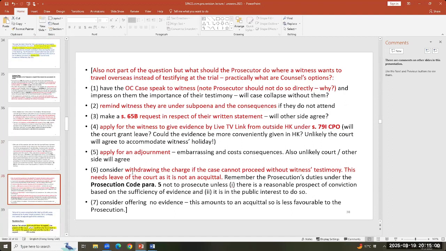Now, again, I've just put some options for you here about the possibilities of what the prosecutor can do if you have a witness who is going to be overseas at the time. So you could make a 65B request, but it depends on whether the other side will agree. There is the provision for testimony outside of Hong Kong by live TV link under 79I, but you need leave of the court. And the court won't give that leave if the evidence can be more conveniently given in Hong Kong, not just because she's tripped off overseas to a friend's wedding. You could apply for an adjournment, but there will be cost consequences, apply to withdraw, or consider offering no evidence. So you don't need to deal with that here, but that's just for background revision purposes.